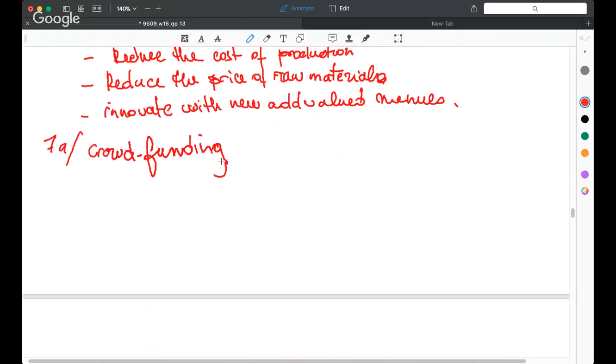So basically, the advantage of it is that when you practice it, you raise money by making people contribute to the fund for the production. People would invest this money.